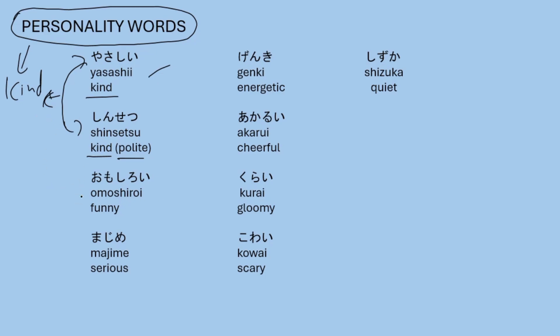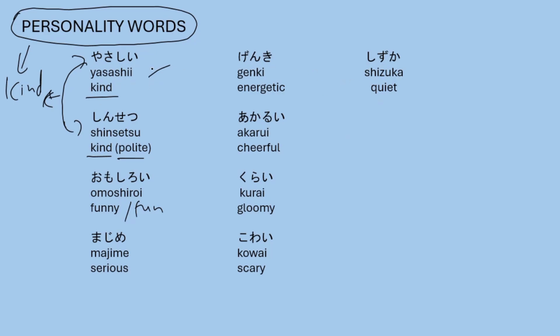Omoshiroi means funny. It also means fun, but omoshiroi means funny personality-wise. Majime means serious. Genki, energetic. Akarui, cheerful. Kurai means gloomy. Kowai means scary. Shizuka means quiet. So these are some personality words.